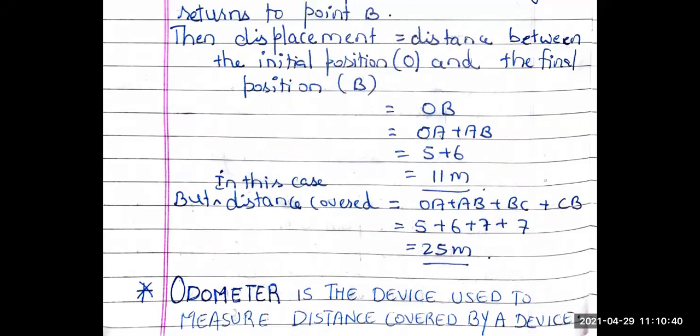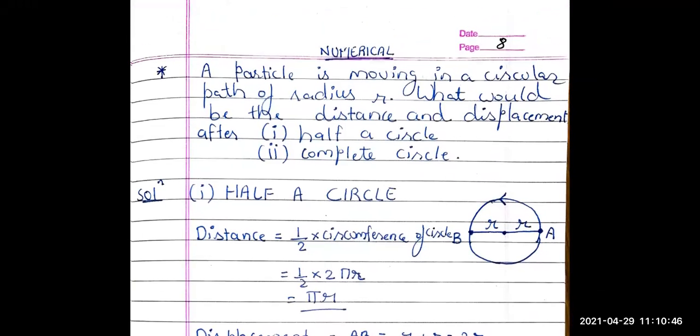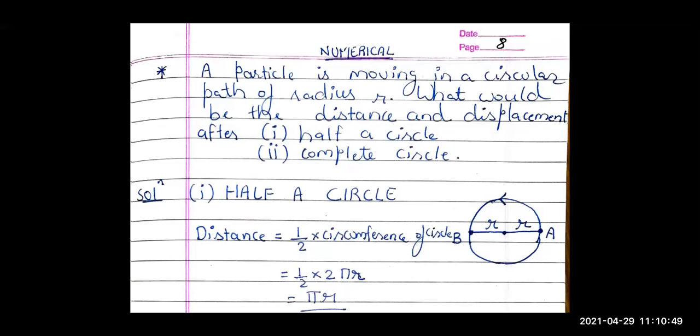Now let's try to understand distance and displacement a little more. So we will try solving a numerical. Let's read the question of the numerical. A particle is moving in a circular path of radius r. So this is a circle of radius r. So what will the circumference be? R plus r, 2r, right beta? Now, what would be the distance? You have to find distance and displacement for two cases. First one, for half a circle, that is when the particle has completed half a circle, you have to find distance and displacement. When the particle has covered the complete circle, you have to find the distance and displacement.